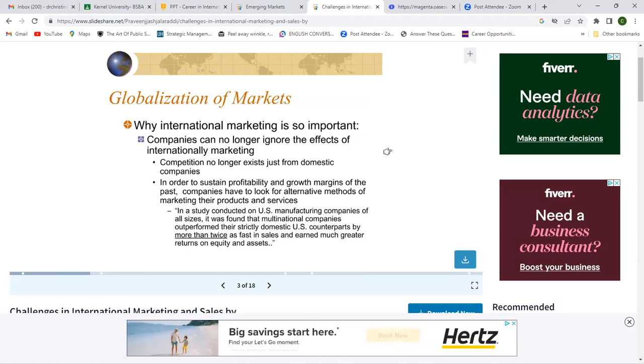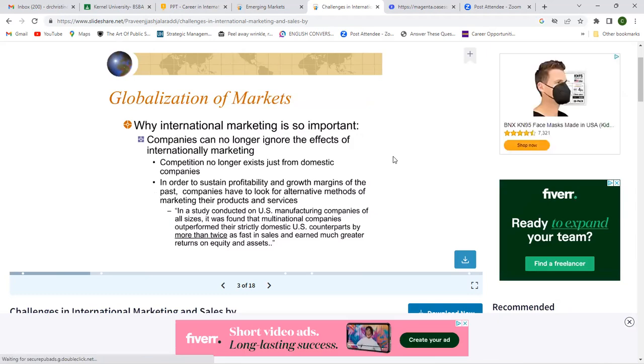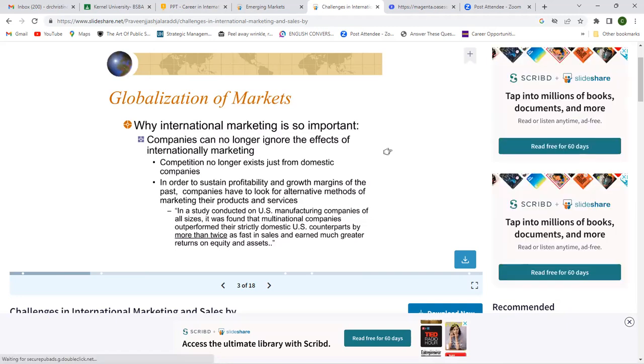And why is international marketing so important? Companies can no longer ignore the effects of international marketing. Competition no longer exists with just the domestic companies. In order to sustain the profitability and growth margins of the past, companies have to look for alternative methods of marketing their products and services. In a study of U.S. manufacturing companies of all sizes, it was found that multinational companies outperformed their strictly domestic U.S. counterparts, growing sales more than twice as fast and earning as much in returns on equity and assets.